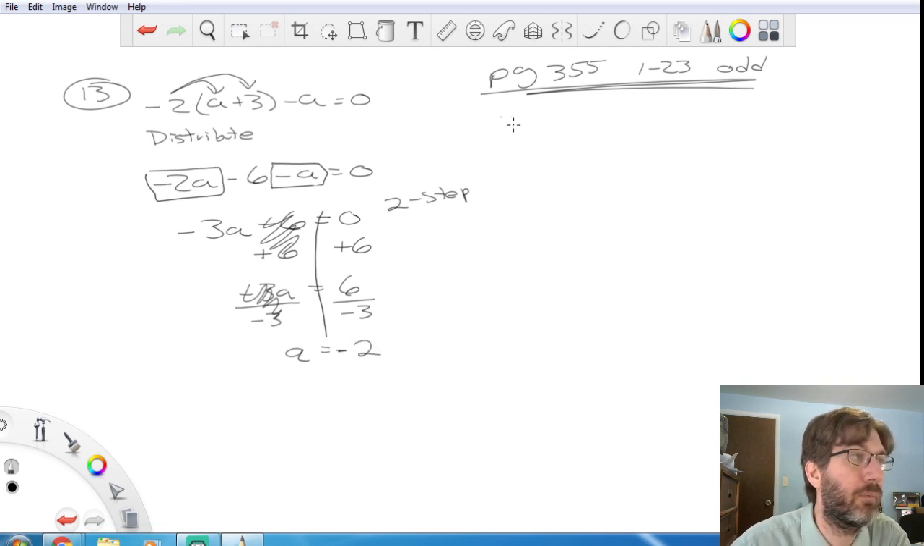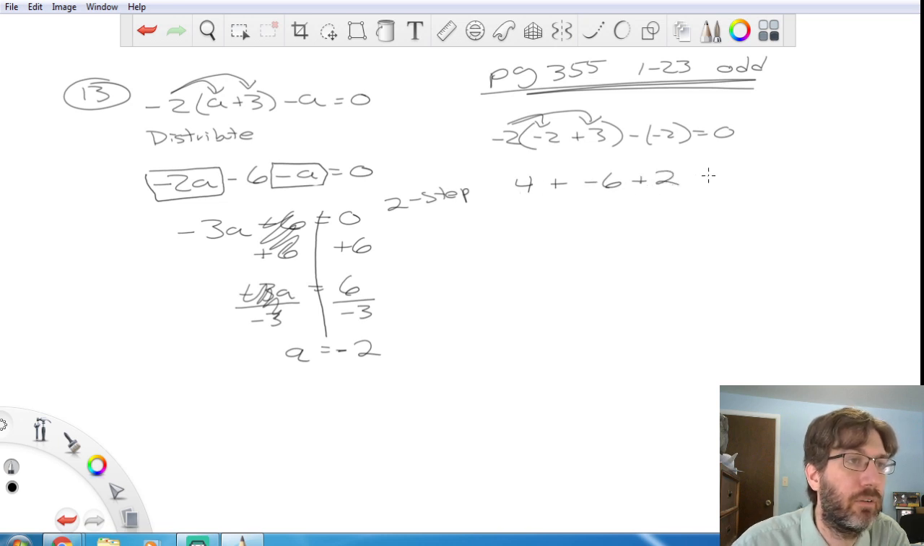And you can go ahead and plug it back in and double check. So negative 2 times negative 2 plus 3, all minus a negative 2, should equal 0. Distribute that out. We get positive 4 plus negative 6, and then minus a negative is just plus 2. Combine these terms, you should be getting 4 plus 2 gives you 6, and then 6 minus 6 is 0.